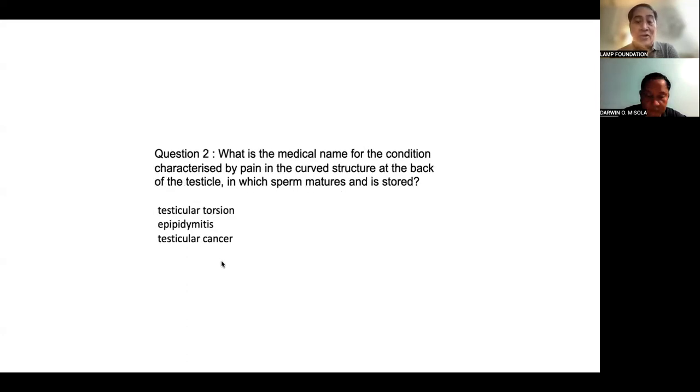What is the medical name for the condition characterized by pain in the curved structure at the back of the testicle in which sperm matures and is stored? Epididymitis, Doc. Okay, like this. You should practice not to sound like you are struggling. Epididymitis. Okay, Doc. You are in two minds. You should pronounce it with confidence. Epididymitis. Practice that.